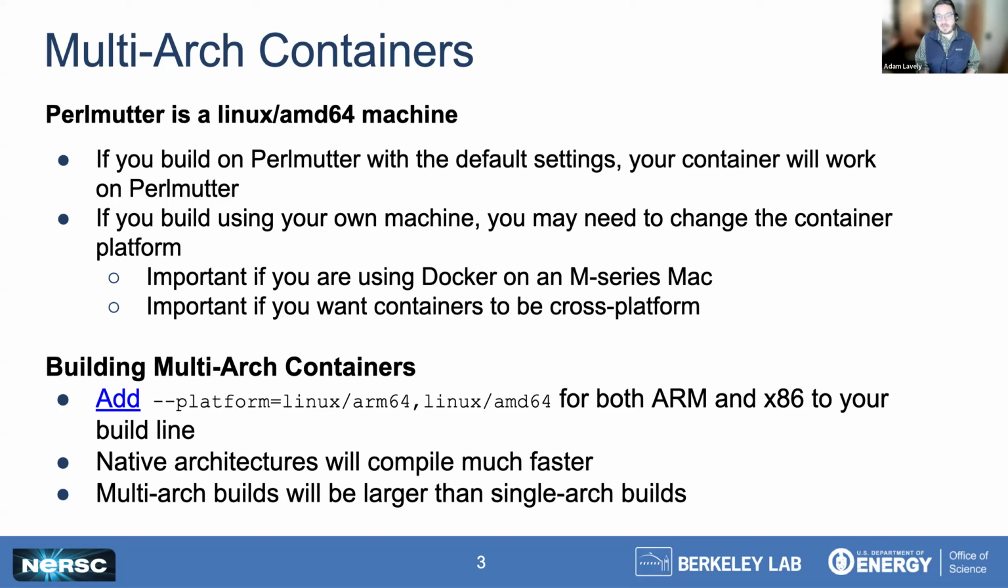Now, I tend to build a lot of multi-architecture builds, it's my default setting, and I regularly do this. Because I do some testing on my laptop and some testing on Perlmutter, it makes sense for me. You don't have to do this. The multi-architecture builds will take a little bit longer because you have to compile for both, and they are going to be a little bit larger. So just know that going into it. Everything we did today, we didn't have to worry about this because we built on the same system that we're running on. But if you're going to be building on other systems, this is something to be aware of.